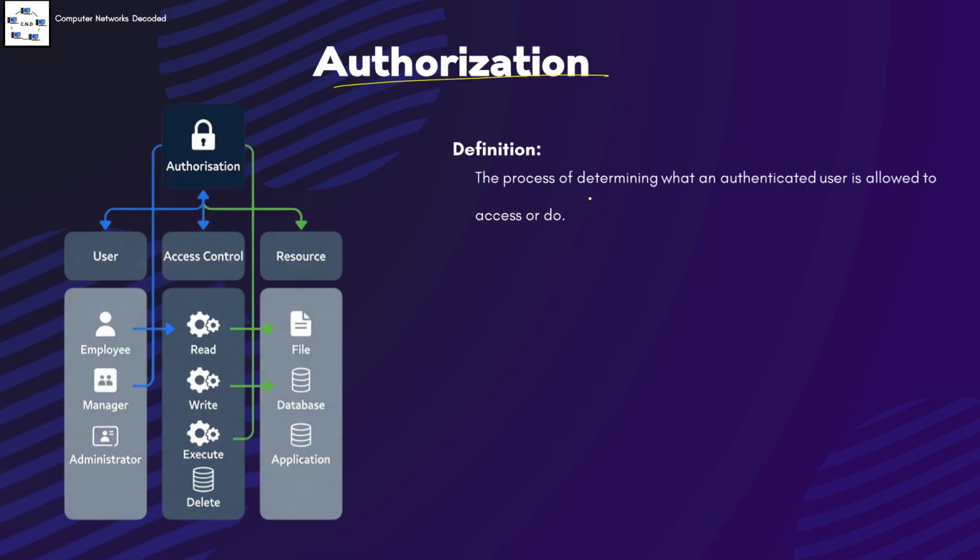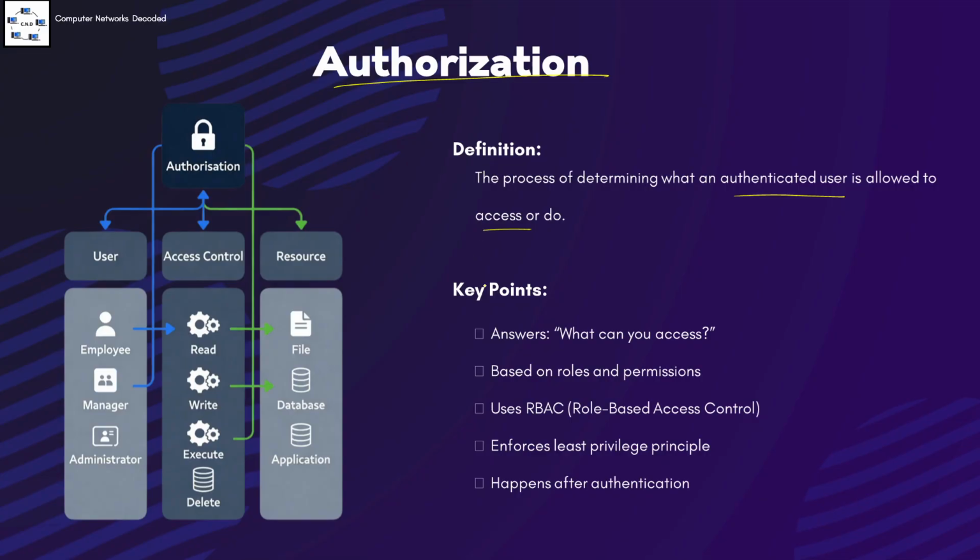Authorization is the process of determining what an authenticated user is allowed to access or do. When the user logs into a system or a device, there are certain actions that the user can do. These actions are determined through authorization. The key point to consider here is that authorization answers what can you access or what can you do, and it is based on roles and permissions.